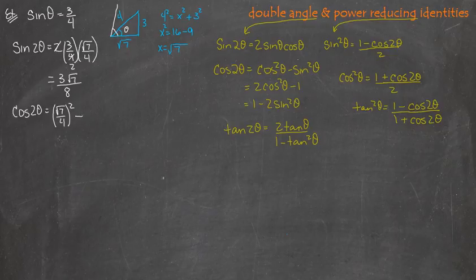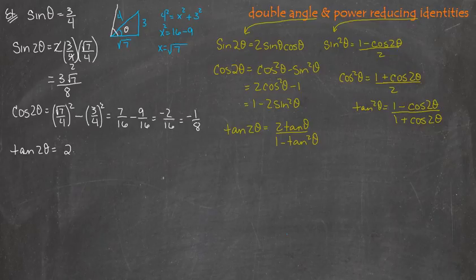So cos squared minus sine squared, and sine squared is 3/4 squared. And so this is 7/16 minus 9/16. 7 take away 9 is -2/16, so that's -1/8. And then the tangent of 2 theta is, I only have one choice, 2 times the tangent of theta.